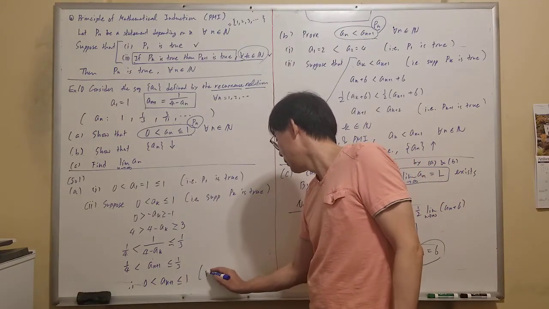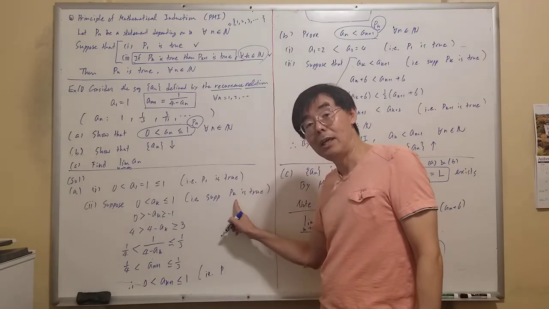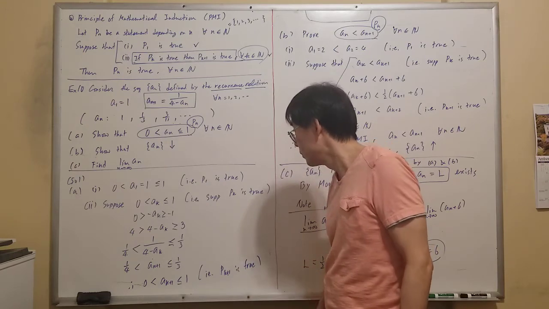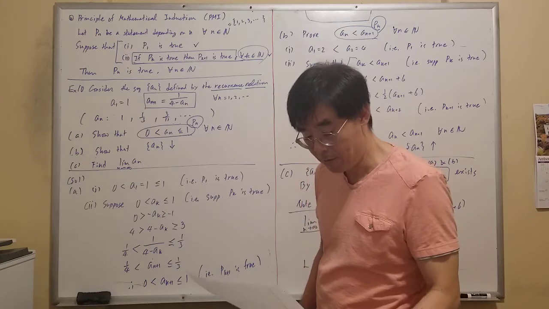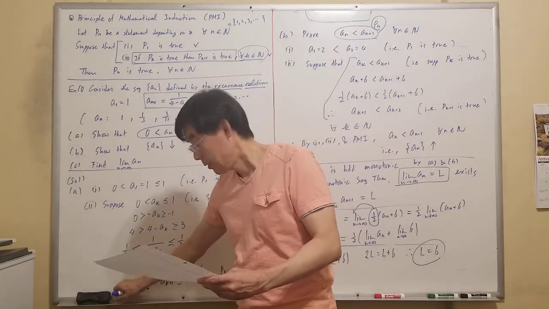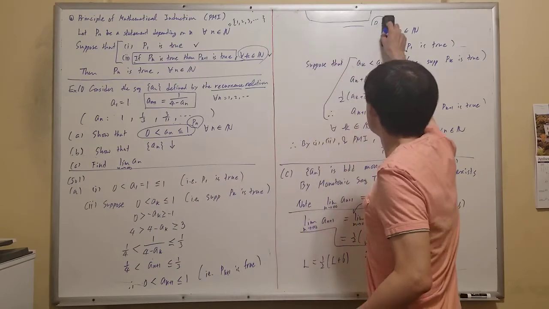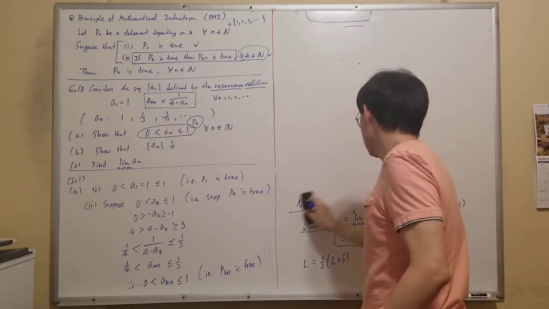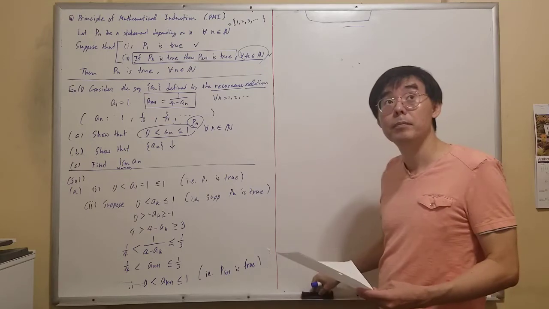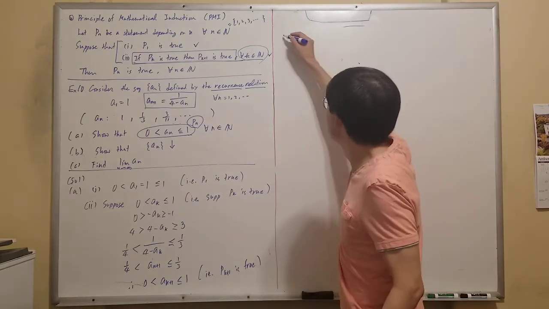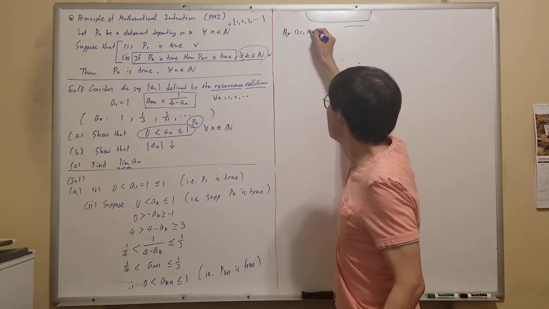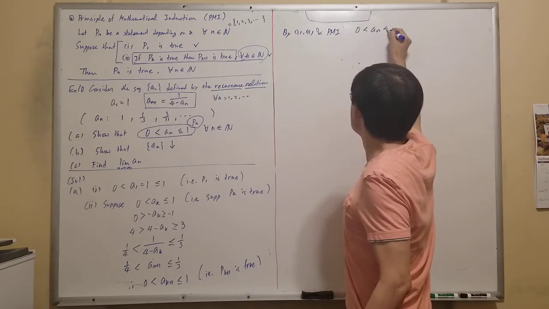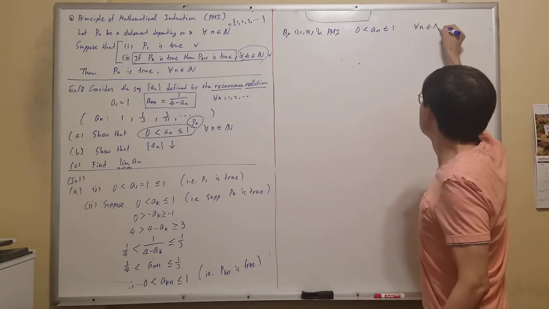So, when we assume P_k is true, then P_{k+1} is also true. All right. Then you can conclude that by 1, 2, and PMI, indeed your a_n is between 0 and 1 for all natural numbers.